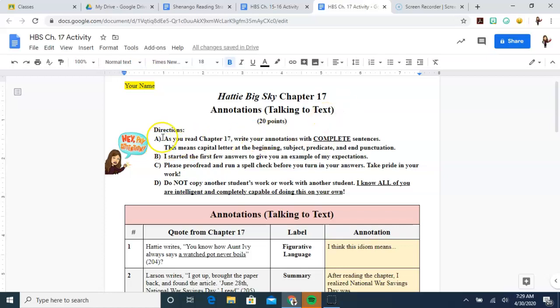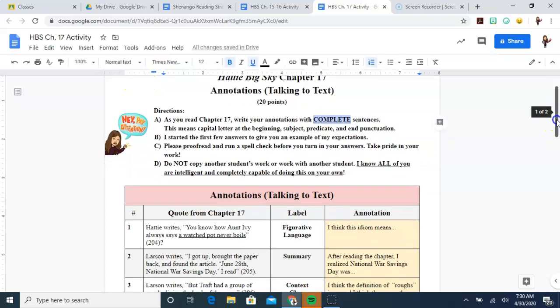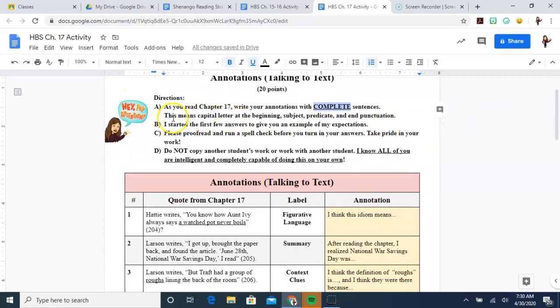So when you are reading Chapter 17 and doing these annotations, this is the standard direction. You guys hear me say this all the time since last August. Complete sentences, and most of you are doing a great job of that. There's still a handful that I sometimes have to write comments on, like, hey, you're missing a period, or you don't have a capital letter, or you're missing a subject. So make sure you have complete sentences. Just a reminder again: capital letter, subject, predicate, and end punctuation.